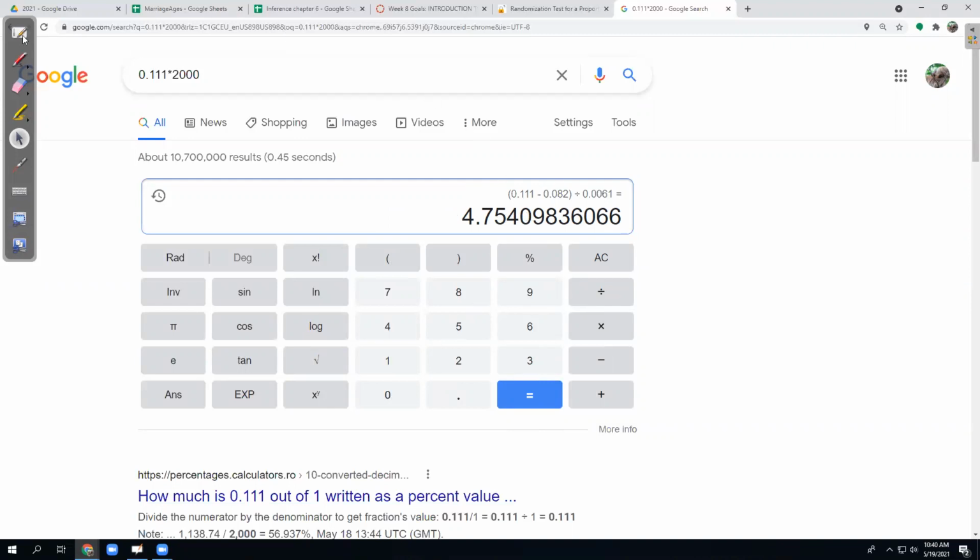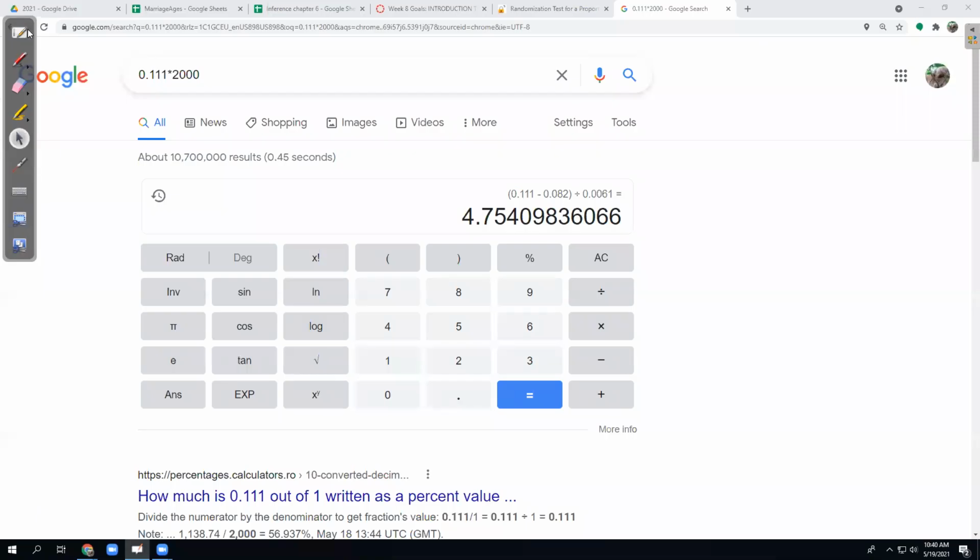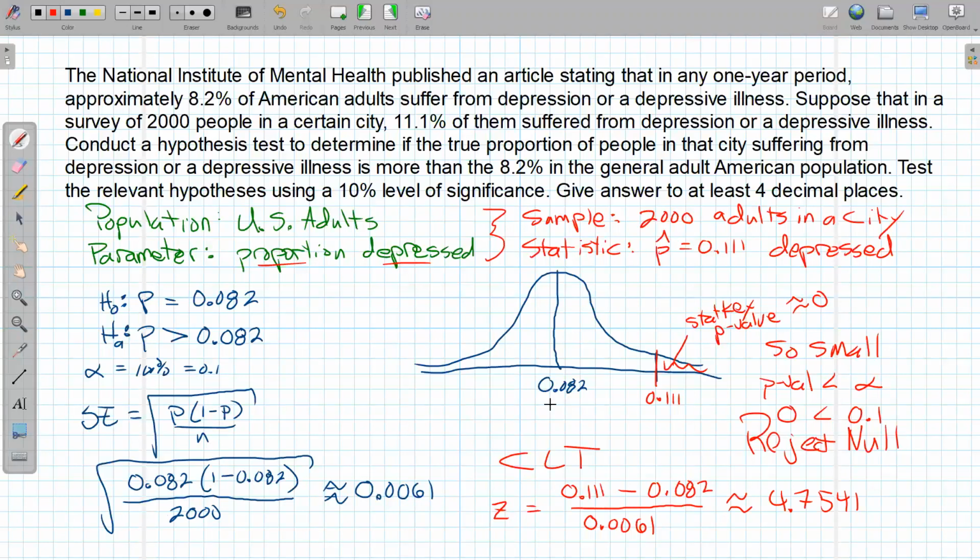So this is about 4.7541. Did I get that order right? Yeah. So that's the z-score. And again, usually we expect data to be within 1, 2, 3 standard deviations. This one out here is more than 4 standard deviations away, almost 5 standard deviations away. So my little scale there's a little off. That's about 5 standard deviations from the mean. That's wicked unusual.